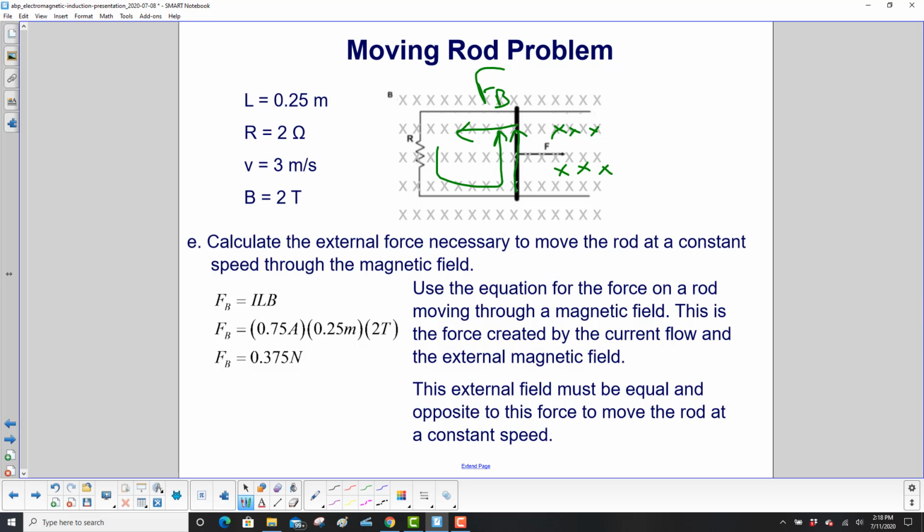So if you want to move the rod at a constant speed, that's zero acceleration, right? So you have your applied force, and let's say positive is to the right, minus the magnetic force has to equal zero acceleration. So once we find the magnetic force, we found the external force. So the equation for the magnetic force is current times this length here times the magnetic field, put in our variables, and we get 0.375 newtons, and that's the force we need to apply to move it at a constant speed.